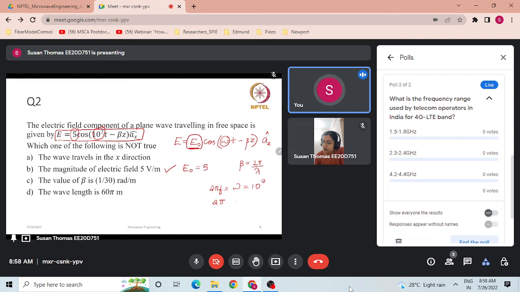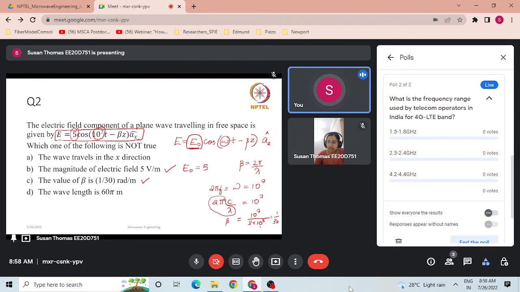So this 2 pi by lambda is nothing but beta. So beta can be written as 10 power 7 divided by c, where c is the speed of light. So I can get this as 1 by 30 and the unit is radian per meter. So option C is also right, or this statement is right.